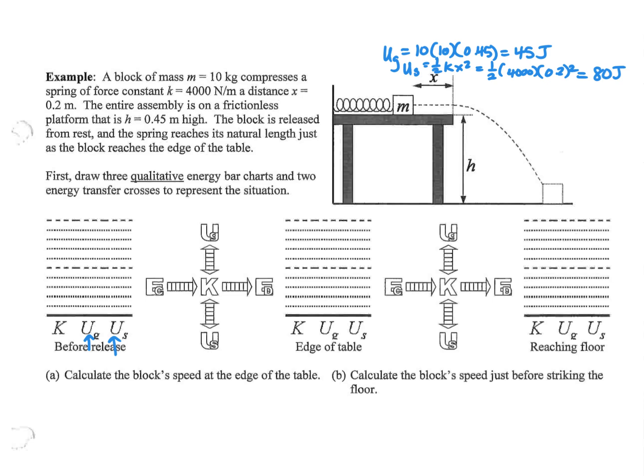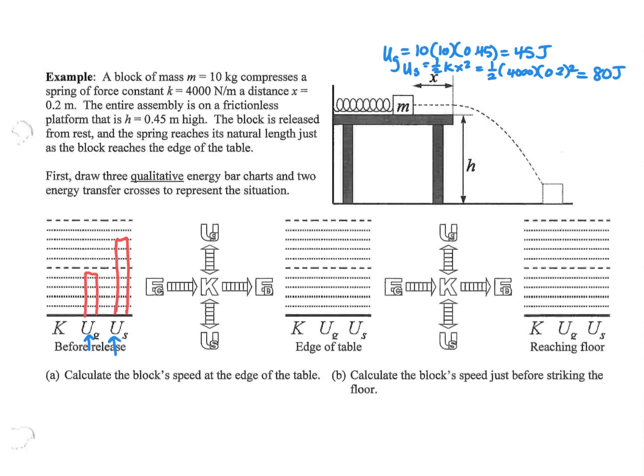Okay, so let's draw this in. We know 80, if we go by 10, 20, 30, 40, 50, 60, 70, 80. Okay, so I want to do 80 bars here, and we're going to do 45 here. All right, so far so good.